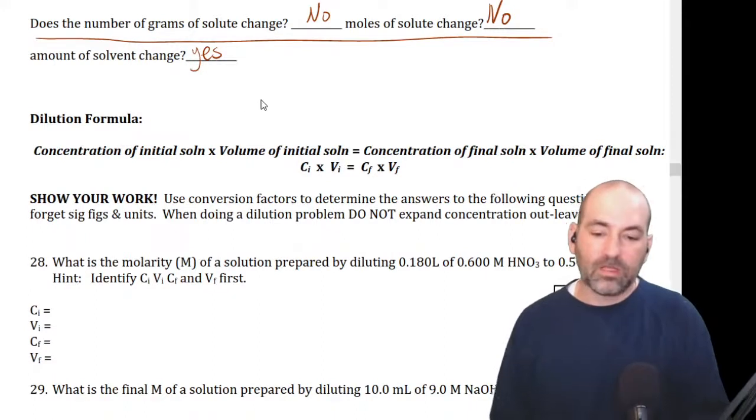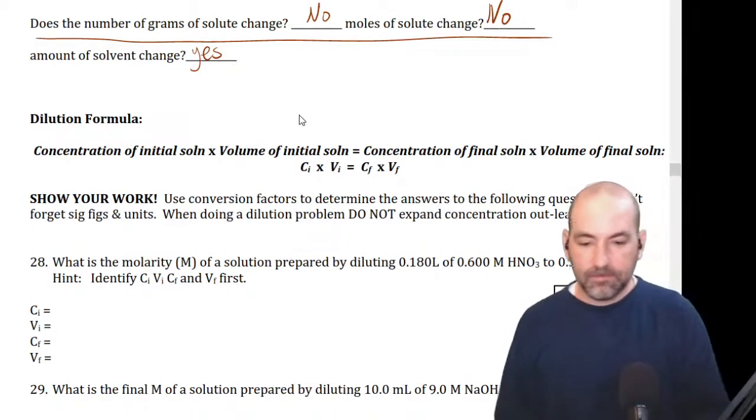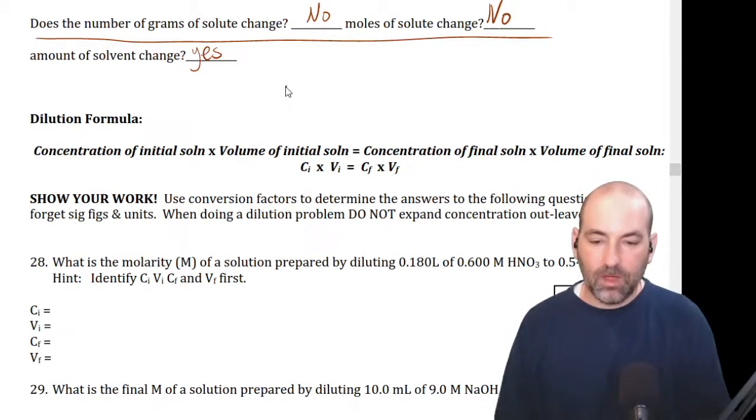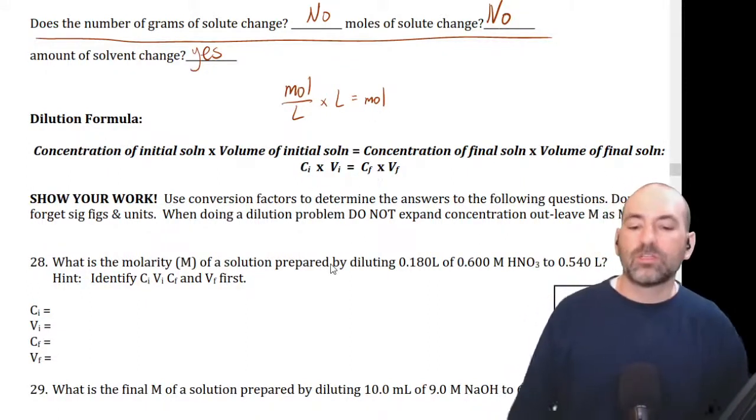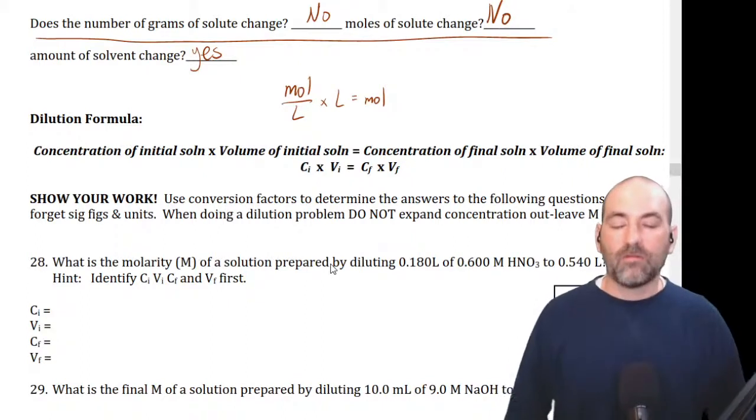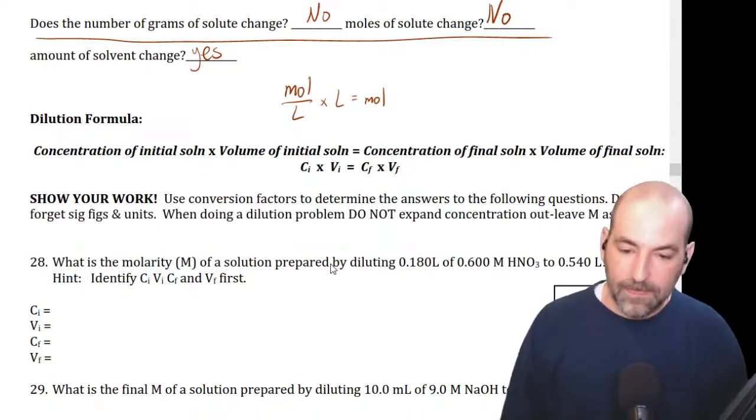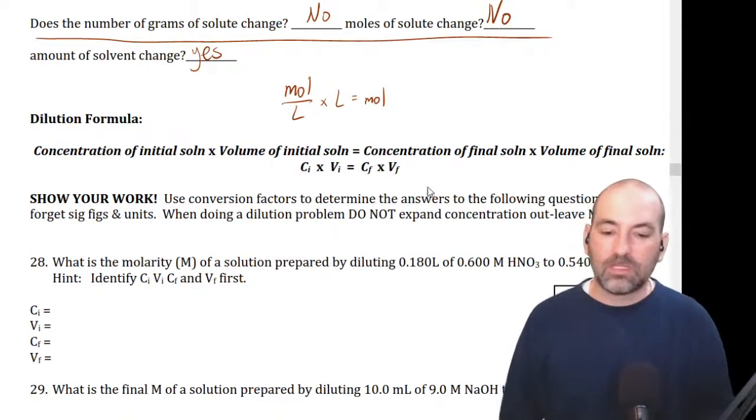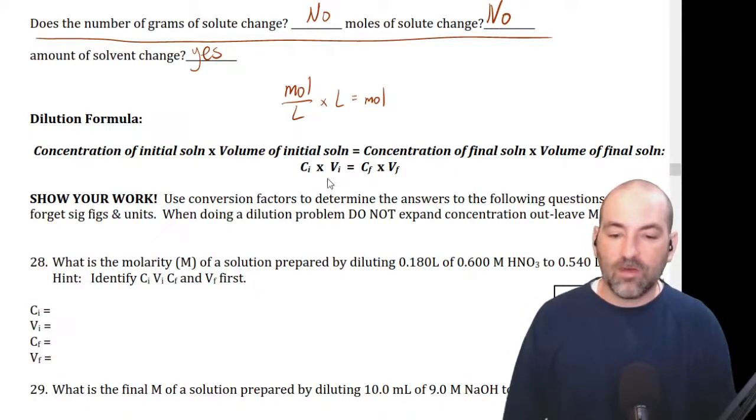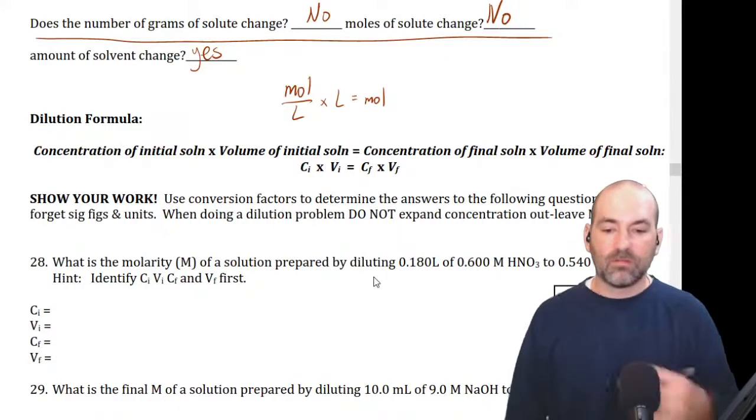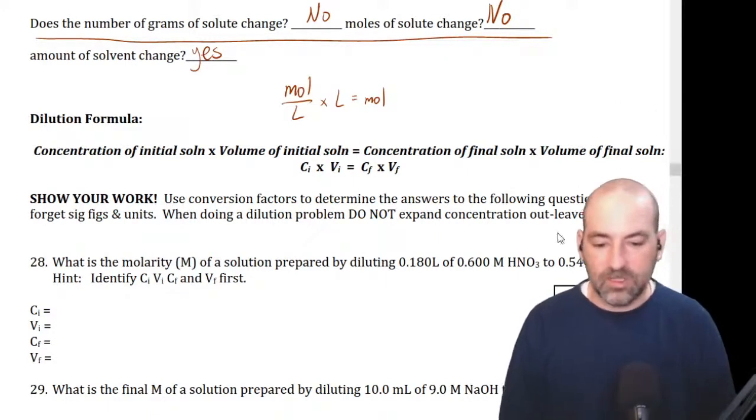The reason that works, if we think about molarity, molarity is moles per liter. And so if we multiply a molarity times a volume, we get moles. So all this equation is really saying is that the moles of solute have to stay the same. And so you can kind of do this in whatever units you want, as long as the volume unit cancels whatever the denominator of the concentration unit is.